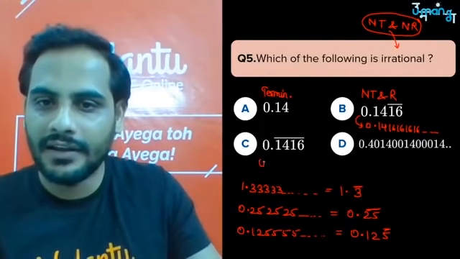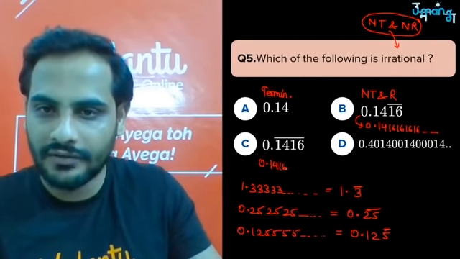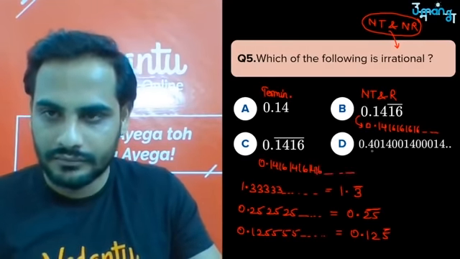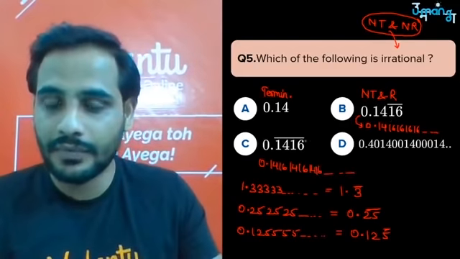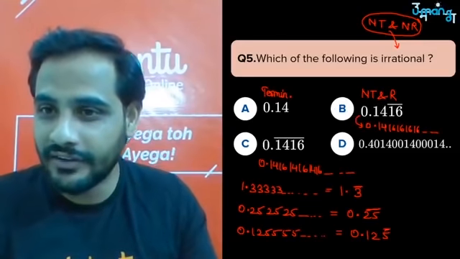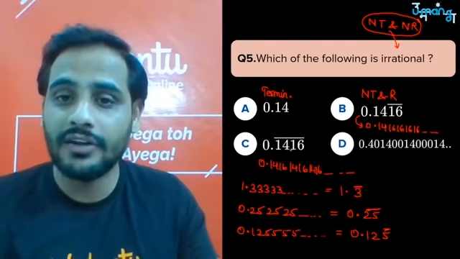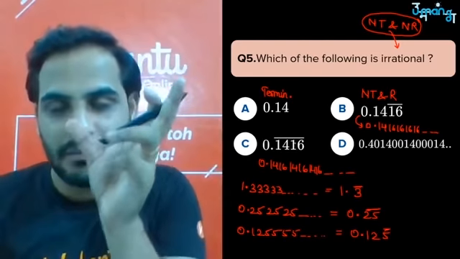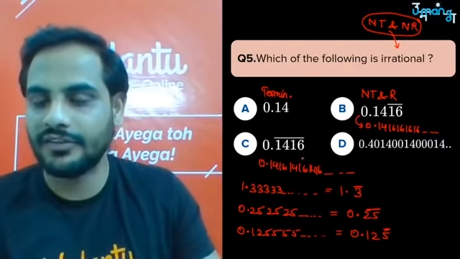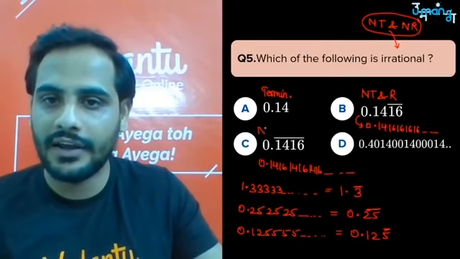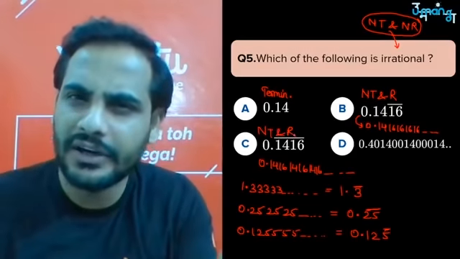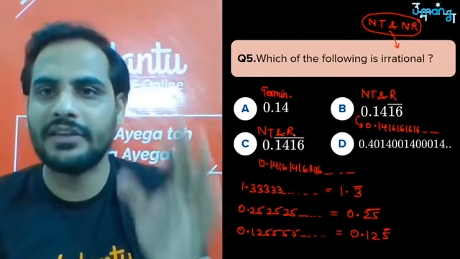Option C, again, will be 0.1416, 1416, 1416 and so on. So you can clearly see option B and option C are very different. Here only 16 is repeating. Here the whole 1416 is repeating. So the bar decides the number. The bar is a very important part. The whole 1416 is repeating, but it is again non-terminating and recurring. So options A, B and C are either terminating or non-terminating and recurring. That means they will be rational.